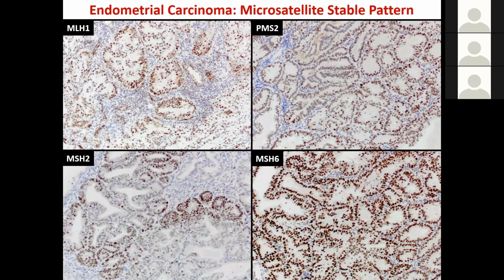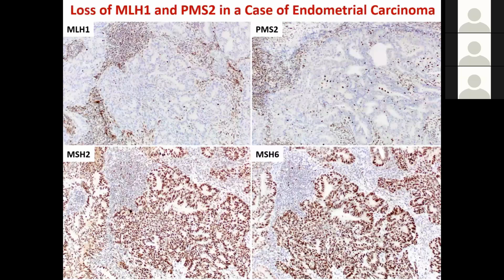So this is what it looks like if it's all retained. Nuclear staining. When you have loss, you have loss on the top, so MLH1 and PMS2. Your background stromal cells and lymphocytes are your internal control.